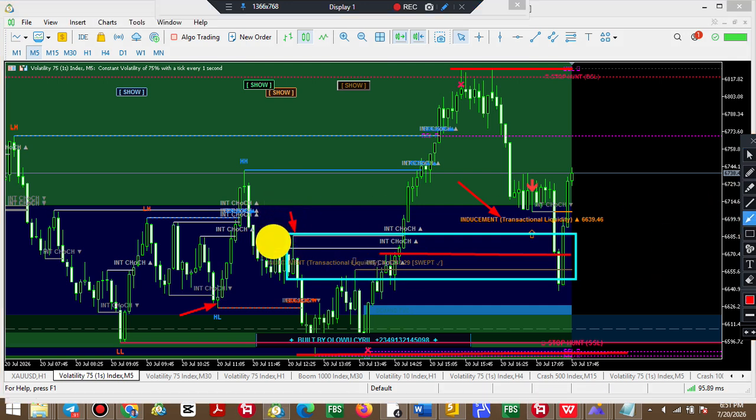If we had extended the supply zone to this point, we would have lost it, and the system didn't even draw our breaker block around this top here. This was the region the system placed our breaker block. So, knowing too well that price will definitely come back to mitigate the breaker block and then push all the way up, I just want to carry every one of you along so that when you are doing this consistently on your practice account, and when you now have any amount deposited on your live account, you won't approach the chart the way you used to approach it before.